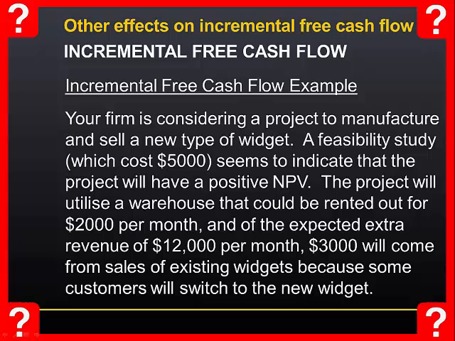Your firm is considering a project to manufacture and sell a new type of widget. A feasibility study costing $5,000 seems to indicate that the project will have a positive NPV. The project will utilize a warehouse that could be rented out for $2,000 per month. And of the expected extra revenue of $12,000 per month, $3,000 will come from sales of existing widgets because some customers will switch to the new widget. How should we treat the $5,000, the $2,000, and the $3,000 when evaluating this project?